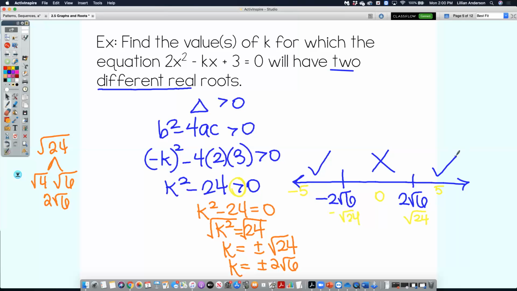So because all the values greater than 2 root 6 and all the values less than negative 2 root 6 work, the values of k that will give me 2 different real roots are all the values that are greater than 2 root 6 and all the values that are less than negative 2 root 6. And that's my solution for this problem.